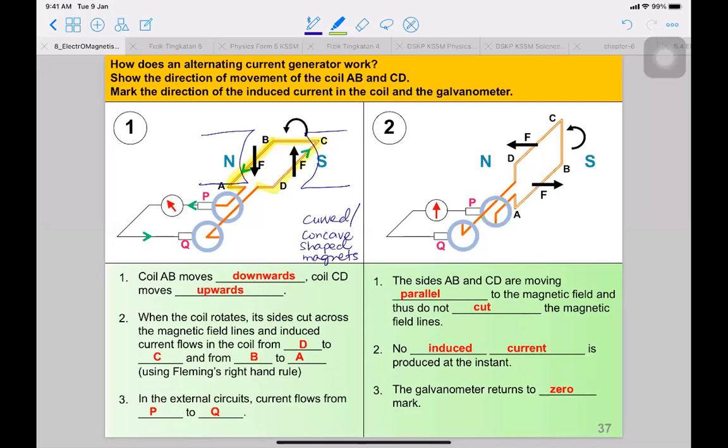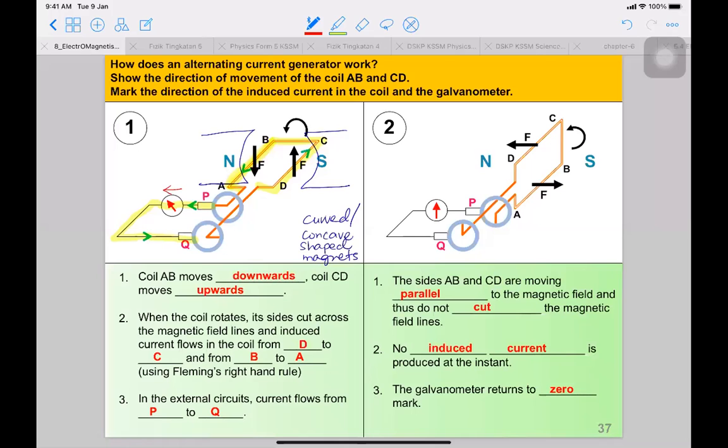So the external circuit means it is referring to this part here. This is the external circuit with P and Q that connects the slip rings to the carbon brush. So the current will flow from P to Q. So when you are required to draw the deflection on the galvanometer needle or pointer, you show it like this one. It is deflected to the left. Now do not draw the deflection of the galvanometer like this one.